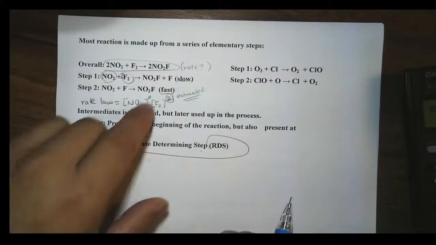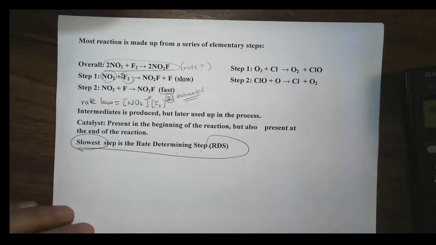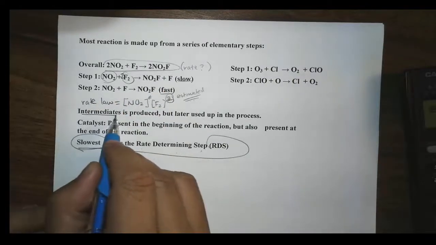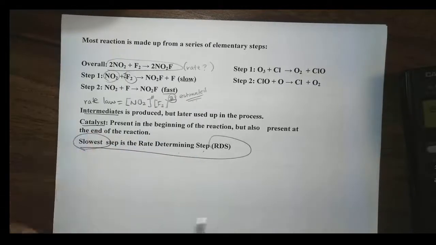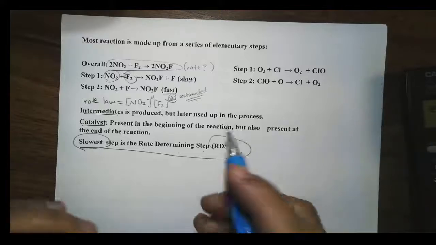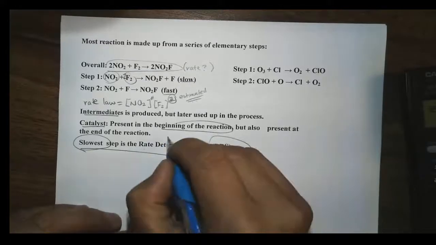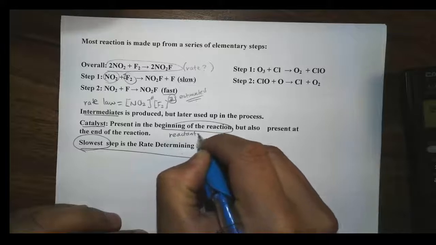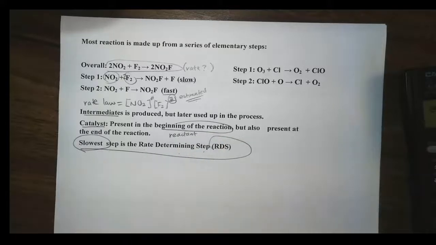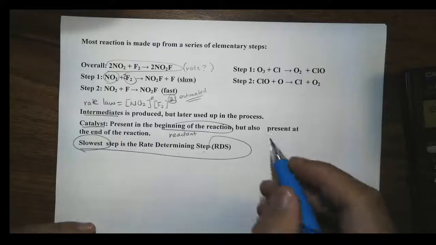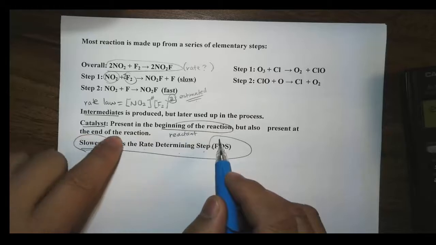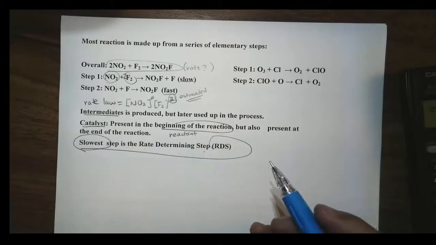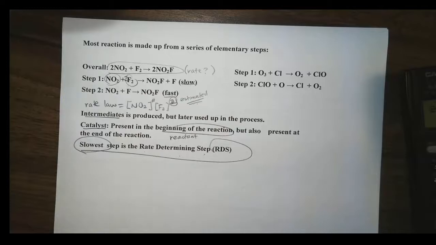But that's the idea of slow and fast. Now, in addition to that, we also have the terms intermediates and catalysts. Well, we talked about catalysts already. A catalyst is basically used at the beginning of the reaction, introduced as a reactant in one of the steps. But at the end of the process, it still exists as a product. So it shows up at the beginning of the reaction, but it's also present at the end of the reaction. So let's look at this together and talk about a catalyst.